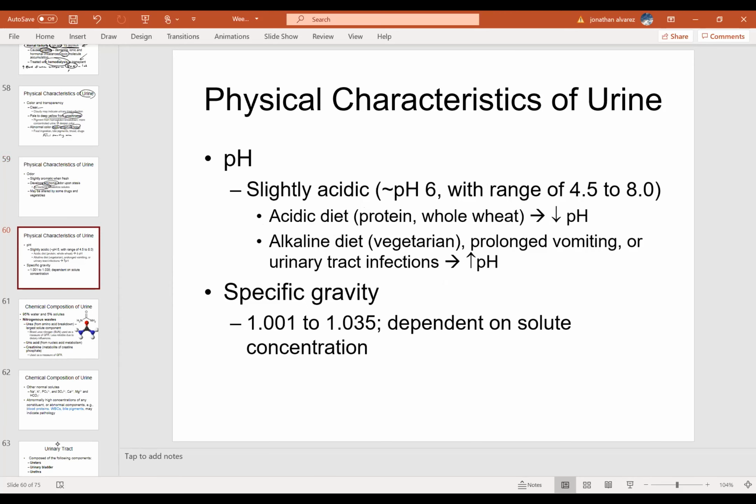Okay, you do want pH to be slightly acidic. I do test for pH. Okay, some of the things I look for: specific gravity, and that'll let you know how dehydrated or hydrated they are. Okay, pH.